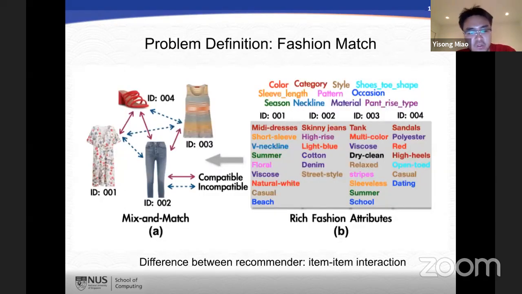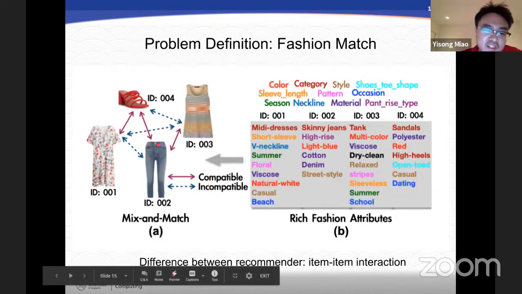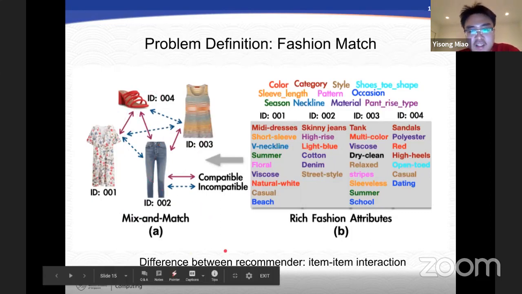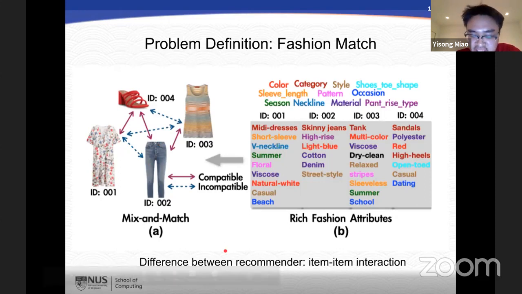Okay, so let's come to this paper about fashion match. They want to match some items, right? Here are a dress, jeans and shoes. I'm not an expert in fashion match. I think they model the item-item interaction, whereas the recommender models the item-user interaction. Maybe that is the difference between fashion match and the recommender part.